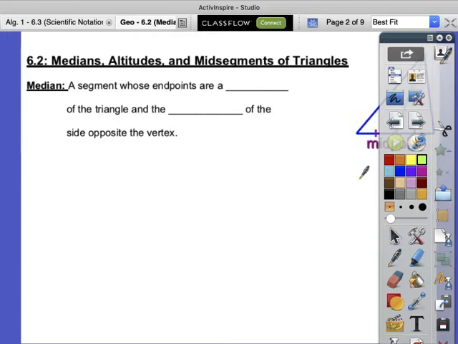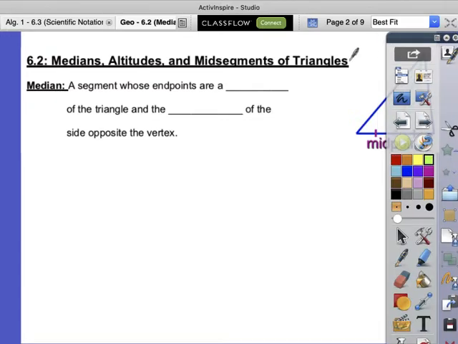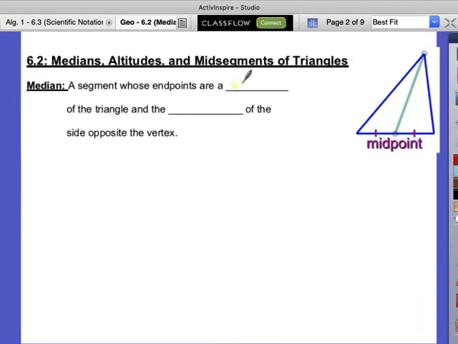Okay. So, median, we first have to define what these things are because we don't know what they are. A median is a line segment whose endpoints are a vertex of a triangle. There's three vertices. A vertex of the triangle and the midpoint of the side opposite the vertex. And so the segment has endpoints that are one of the vertices, and it goes to the opposite side's midpoint.